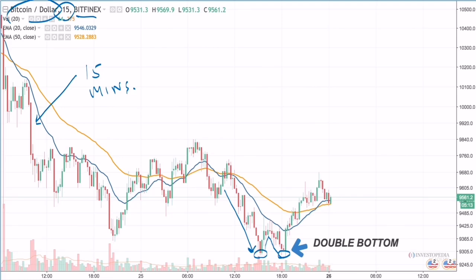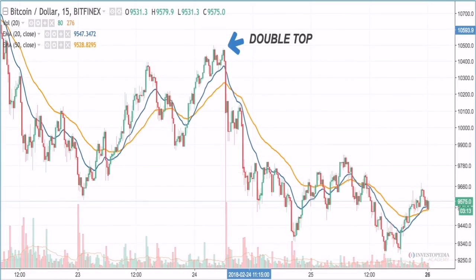So anyone who's trading this noticed that the downtrend looks like it was reversing, so they came in and bought and pushed the price higher. That's indicative of a double bottom. Now, a double top is exactly the opposite.